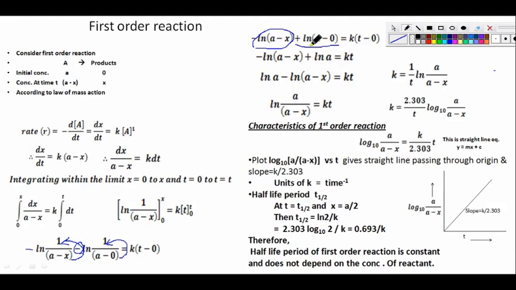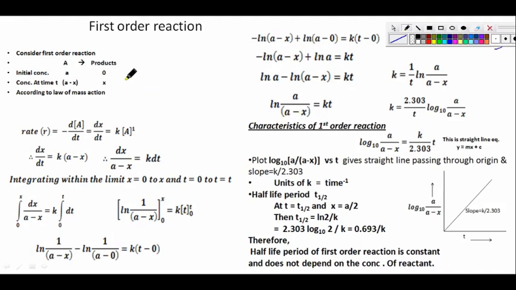Now ln A minus 0 means ln A. So take this ln A on the left hand side here, and minus ln A minus x here, that is no change. We just shifted this ln A here and minus ln A minus x here is equal to kt.